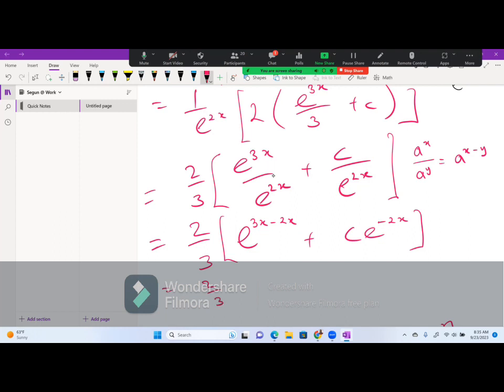If you open the bracket, what do you have at the end of the day? The other side will still be constant. Anything multiplied by constant will still be constant. Don't forget. So here we have what? Exponential x plus C exponential minus 2x. If you leave it this way, you get your full mark. If you multiply it again, you lose your mark.